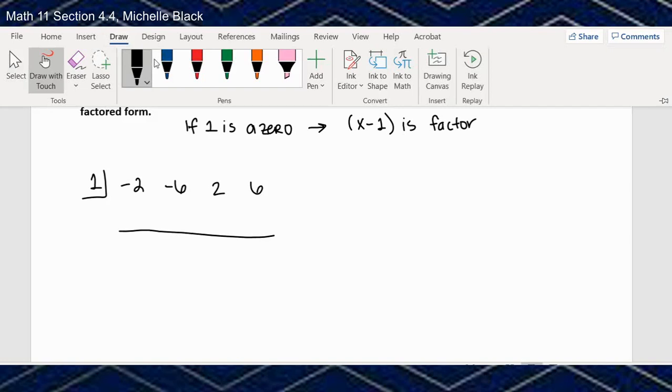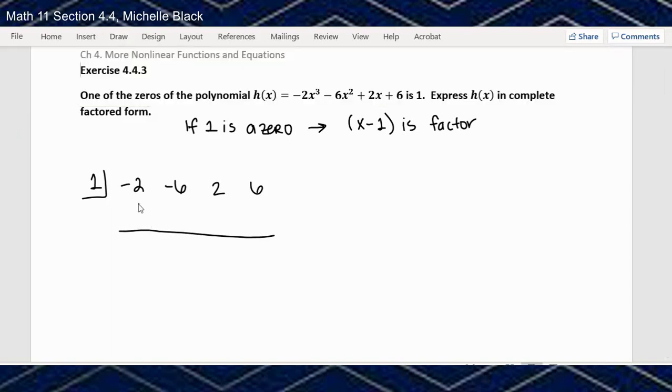So let's do our synthetic division. Bring down the -2, I get -2. I multiply by 1, I still have -2. -6 plus -2 is -8. Multiply by 1, it's still -8. 2 plus -8 is -6. -6 times 1 is -6. 6 plus -6 is 0. We expected to get a remainder of 0 because it told us that this was a factor. And if it's a factor, we should not have a remainder.